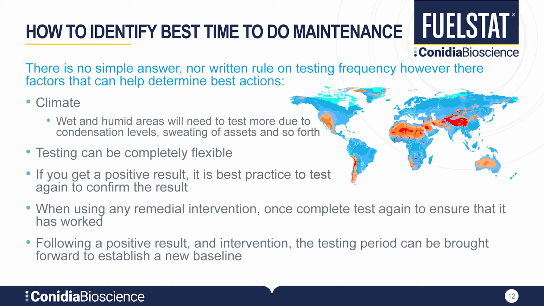As testing can be completely flexible, if you happen to have had a microbiological incident, which has now been corrected, it may be of interest to the operation to bring testing forward on the next cycle. So from 6 months to say 3 months, for example, to be able to monitor that asset more closely for any signs of further issues before you set it back out again, once you are comfortable that the previous risk has been mitigated.